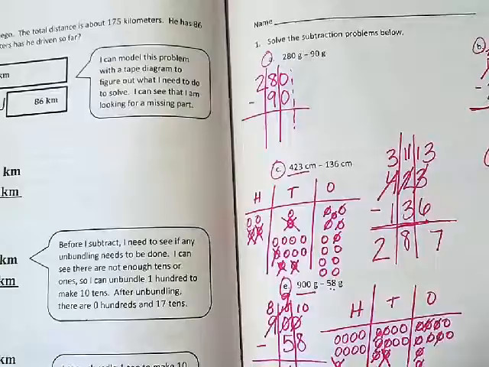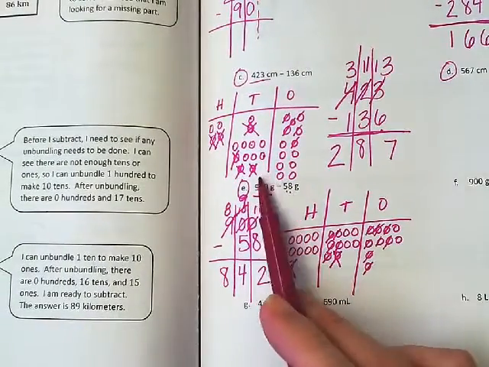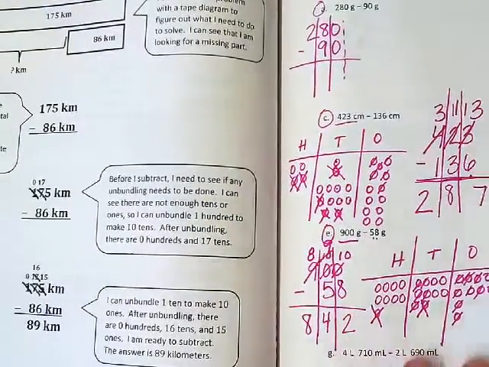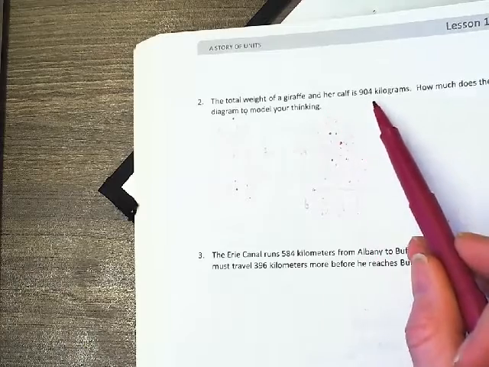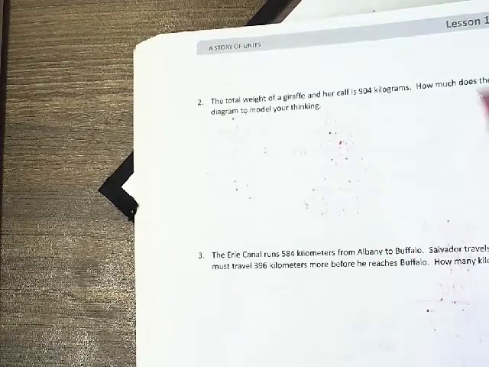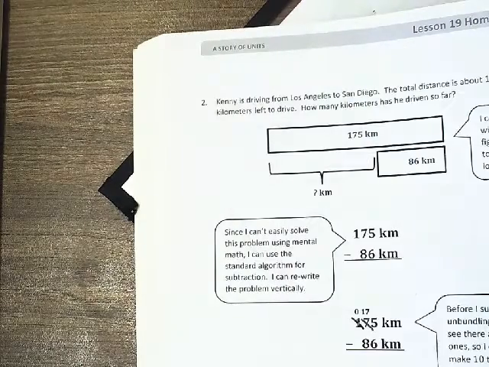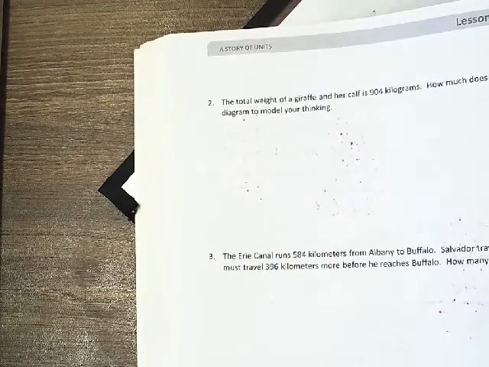Please finish letter A and letter D. Make sure you prove your problem either by drawing your place value model or by checking it with addition. Either way works. Let's take a look at our word problems. Number 2, the total weight of a giraffe and her calf is 904 kilograms. How much does the calf weigh? Use a tape diagram to model your thinking. Well, look back and they show you a tape diagram on page 162. Use that to help you solve number 2.